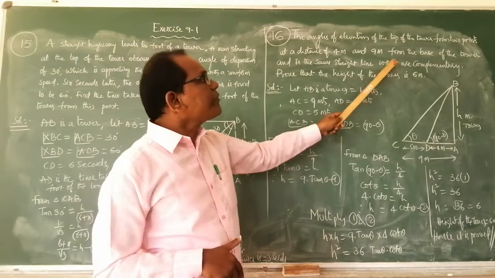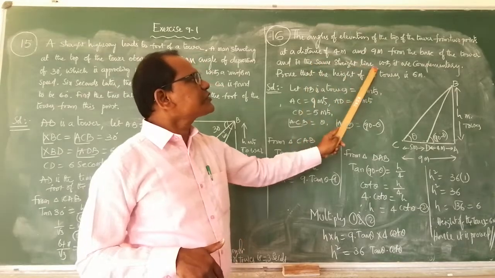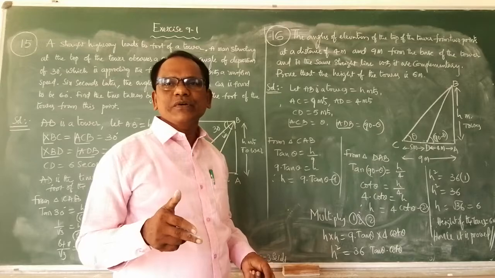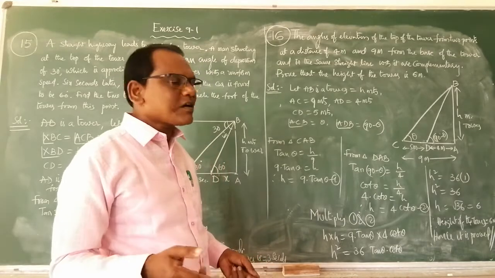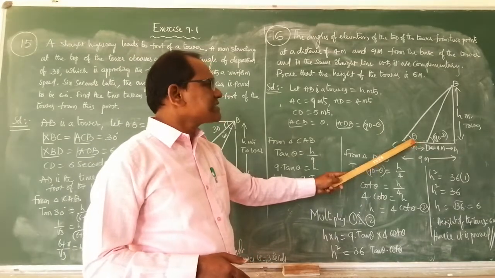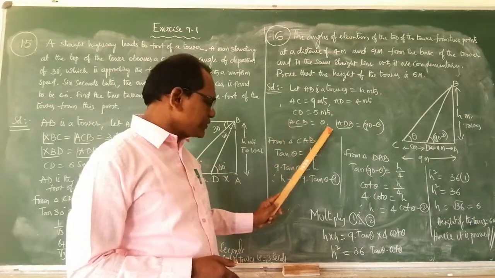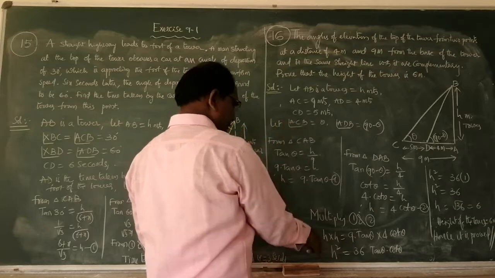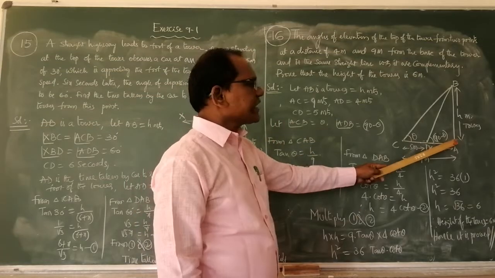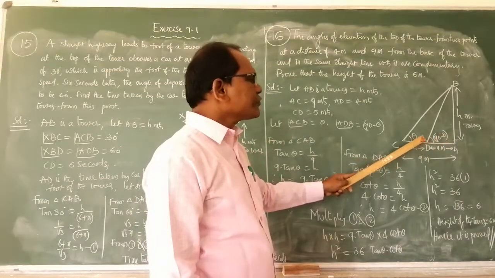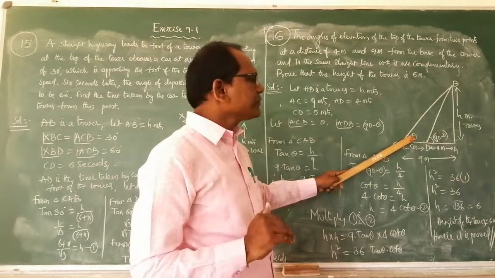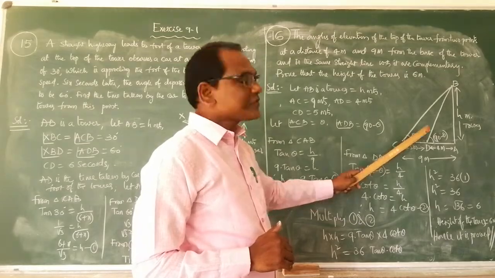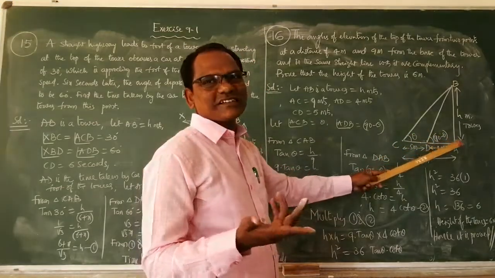The angles are complementary, in the same straight line. Complementary angle means the sum of two angles is equal to 90 degrees. That's why this is theta. Here let angle ACB equal theta. Theta means here is 90 degrees, 90 minus theta. Suppose theta is 30 degrees, then 90 minus 30 is 60.